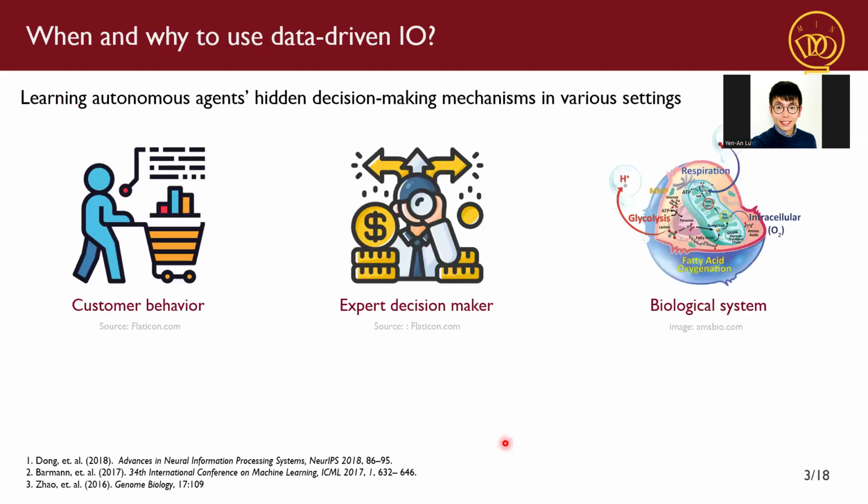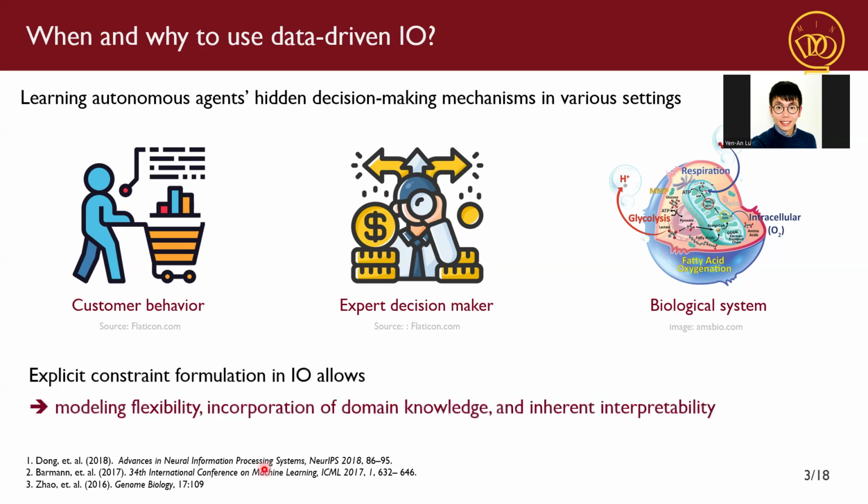In the following, we're showing a few examples where we can apply such data-driven inverse optimization. For example, it has been used to understand customer preferences, learning the expert decision rules in engineering systems, and lastly, how cells make decisions in biological systems.